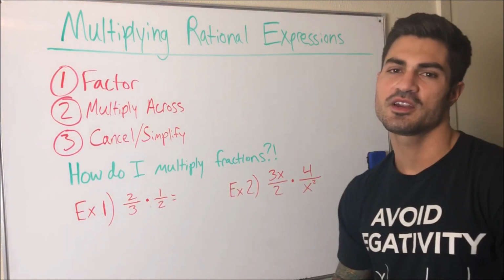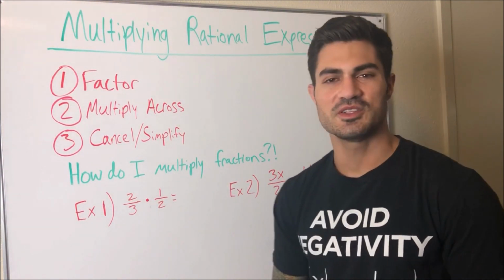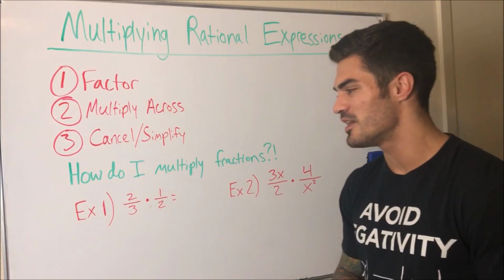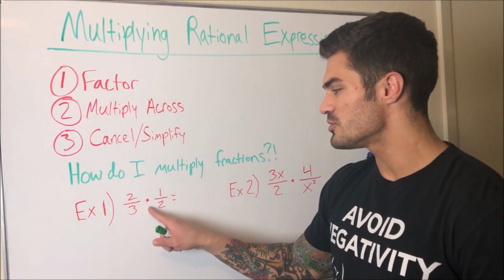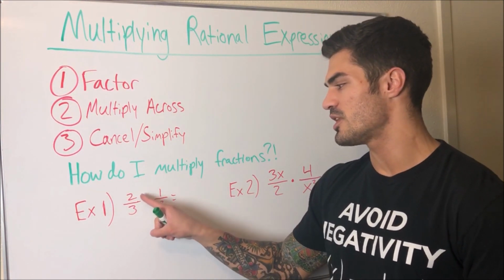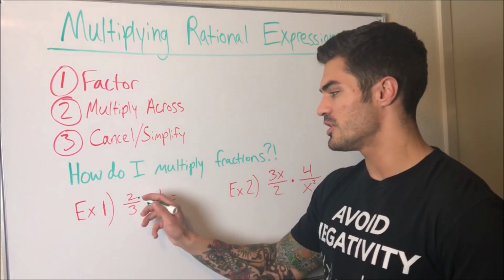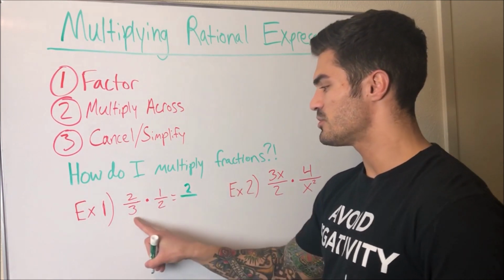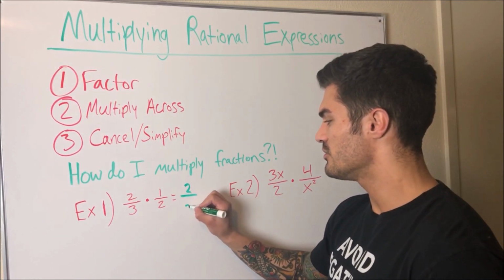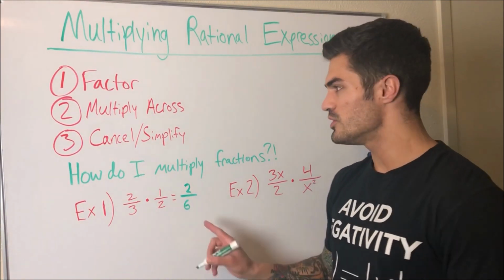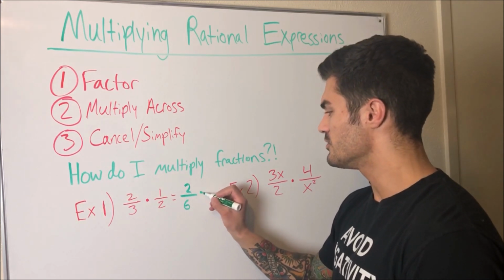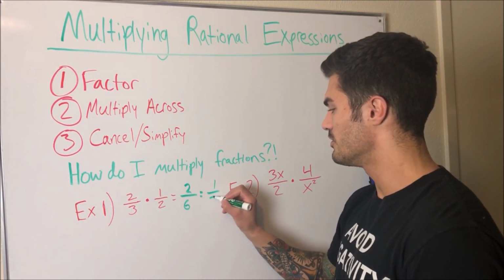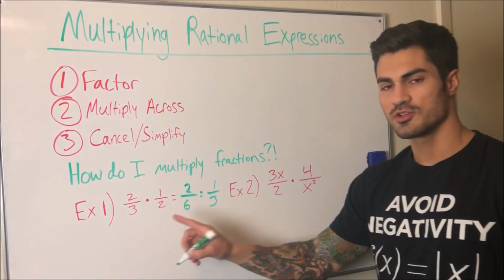How do I multiply fractions? Maybe you're thinking, wait, it's been too long, I don't remember quite how to do that, I need a refresher. So when we multiply fractions, we simply just multiply across. So I'm going to multiply 2 times 1, that's going to give me a 2 on top. I'm going to multiply 3 times 2, that's going to give me a 6 on bottom. And then what we do, simplify. We're going to reduce this to 1/3. So this is how we multiply fractions.